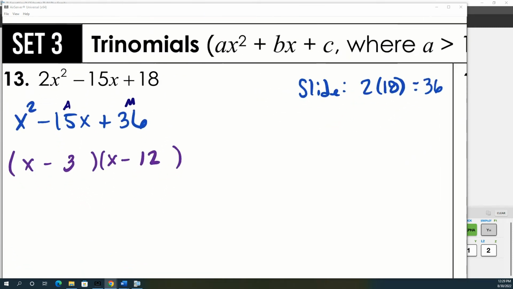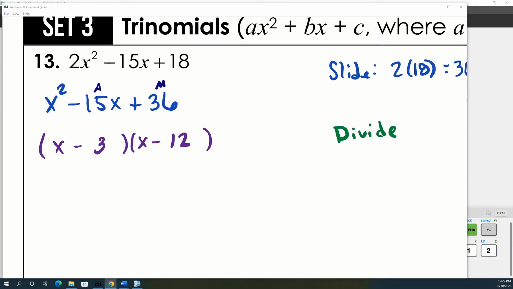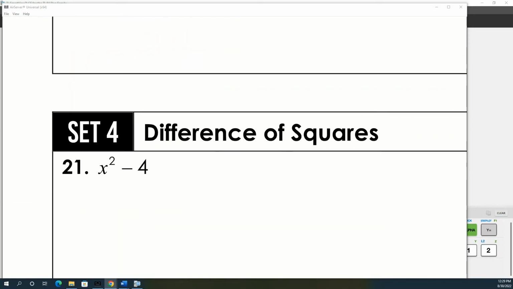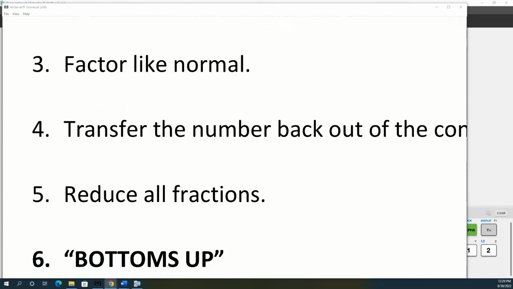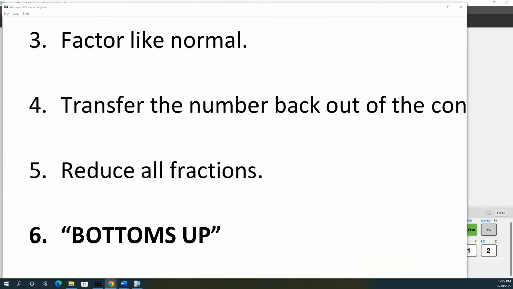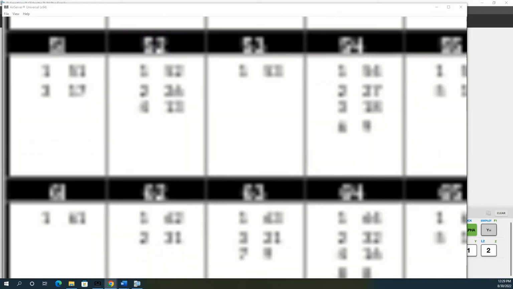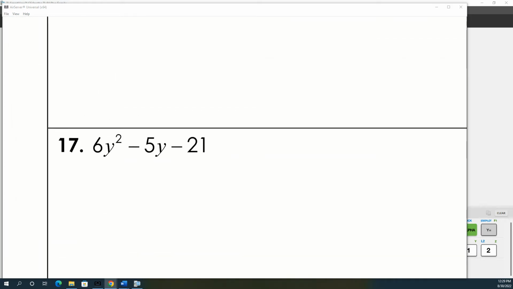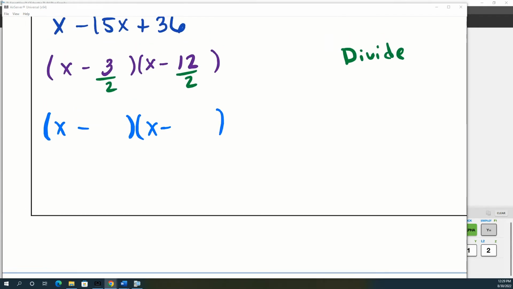All right, so over on the side, I'm just going to write divide. What we'll do is divide both of those constants by 2. And then step 5 says to reduce all fractions. This is where you might want to use your calculator to reduce the fractions. It's up to you. The calculator reduces fractions so wonderfully, but you can also do it in your head. If you're not sure if 3 over 2 reduces, I hope you know that.